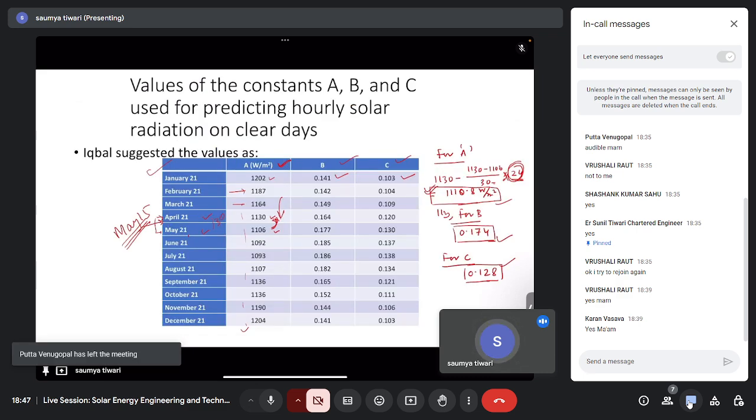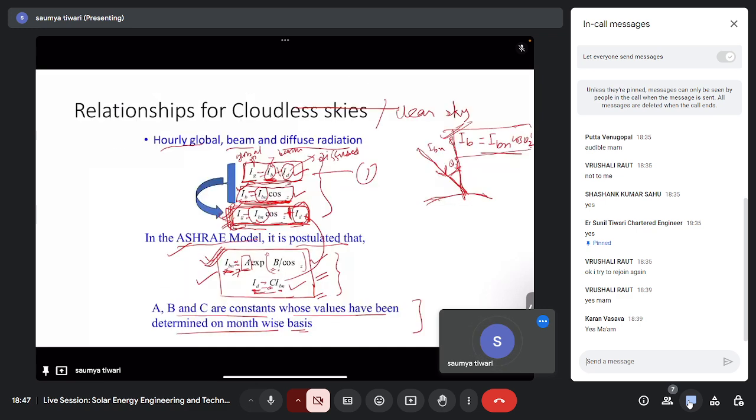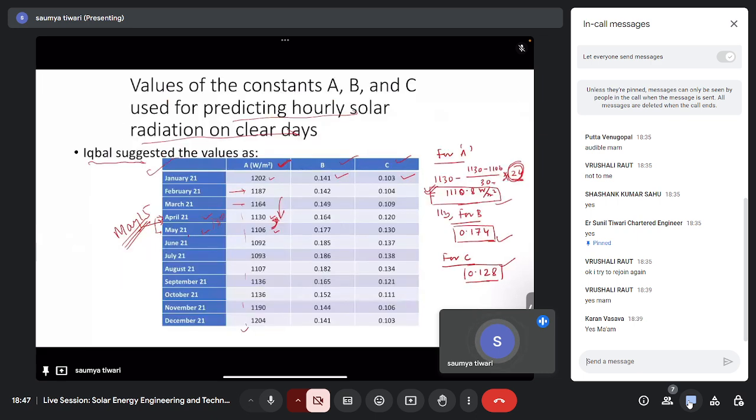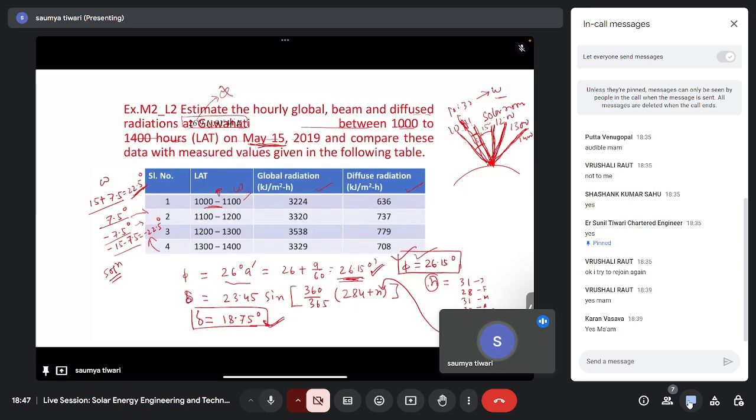So this is suggested by Iqbal, and it's used for predicting your hourly solar radiation on clear days. Now let's see how this formula is applied to a question. So this was the question discussed in the class.